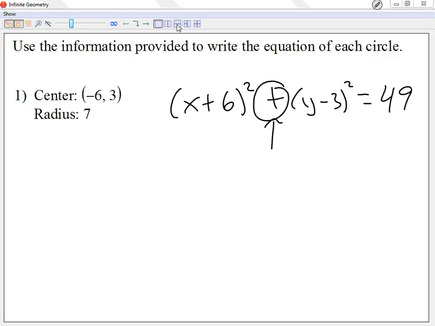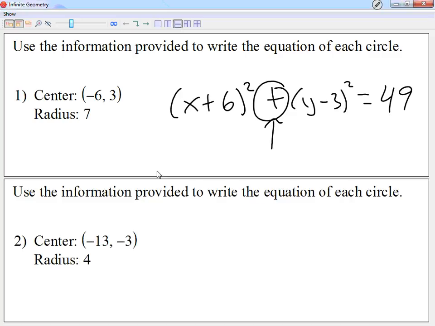Now, let's take a look at question number 2. Like, it's that simple. 49 because I squared the radius, 7 squared. That's the equation. Yes. So I'm asking you just for the equation. That's it. So now, for question number 2, the center is negative 13, negative 3.